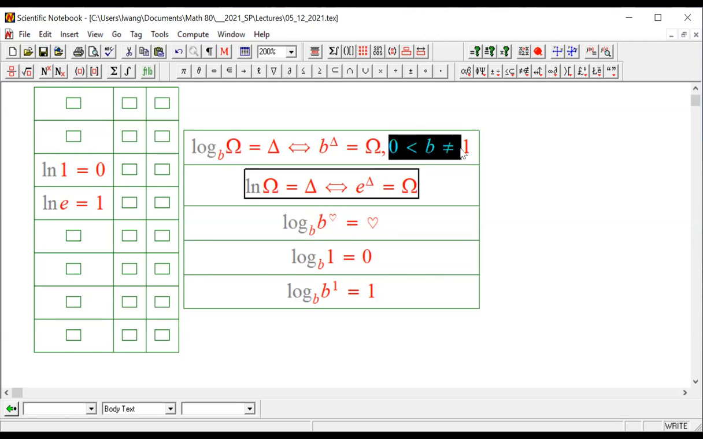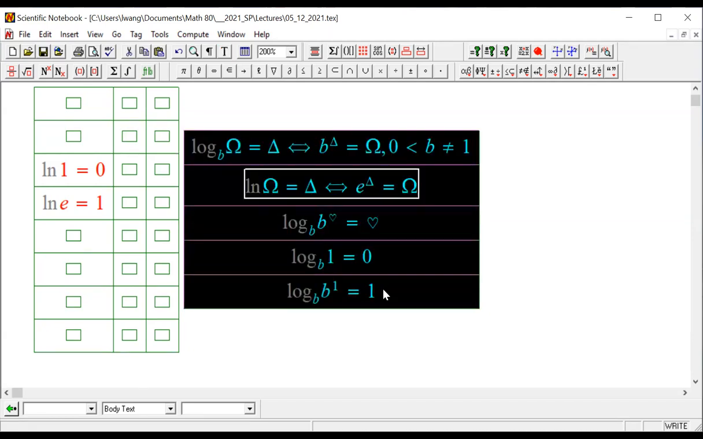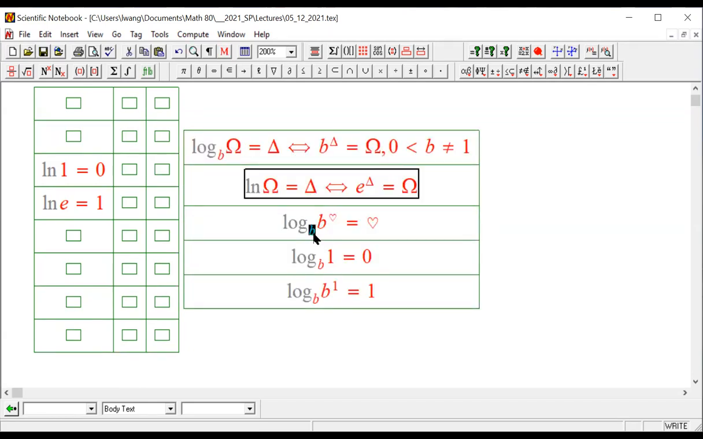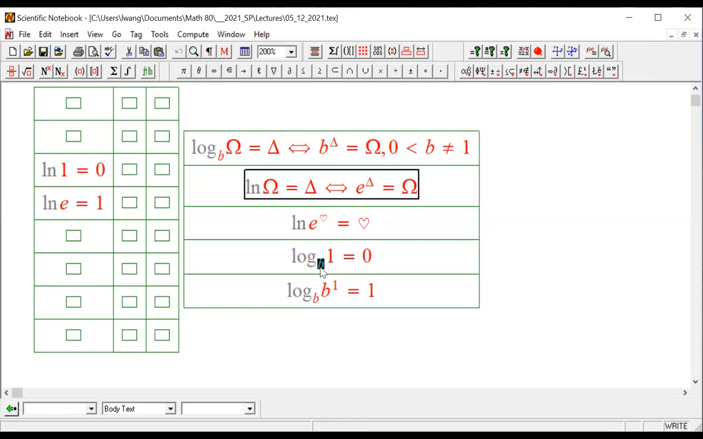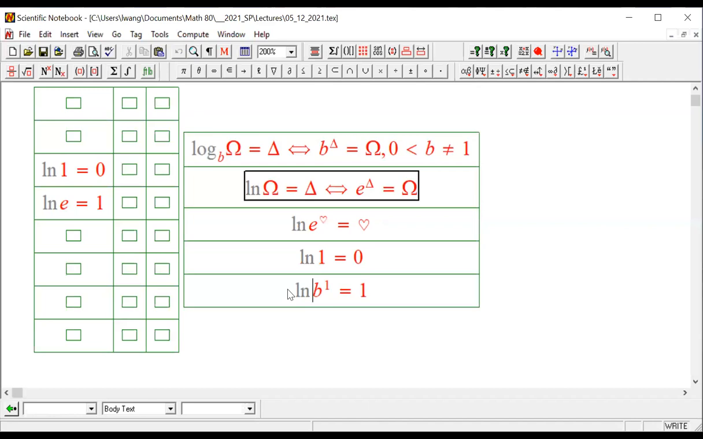Since all of these are true for any base, when the base is changed to E, is it going to be true? If this is changed to E, that becomes ln, and that's going to be true. So that's ln, and over here it's E. E to the power one, of course, is E. So that's what we have here. Now, natural log 1 is zero. Natural log E is one. How about natural log E squared?